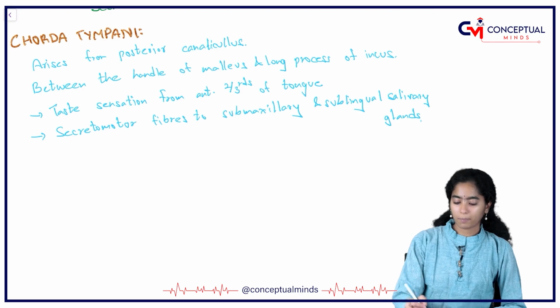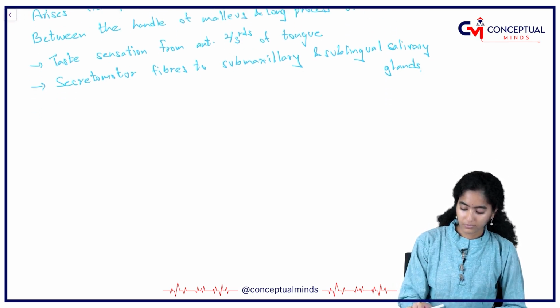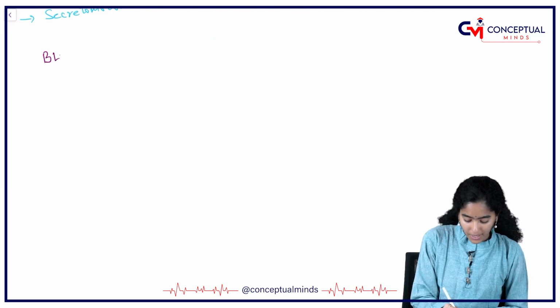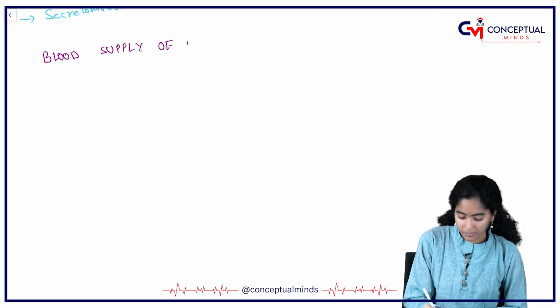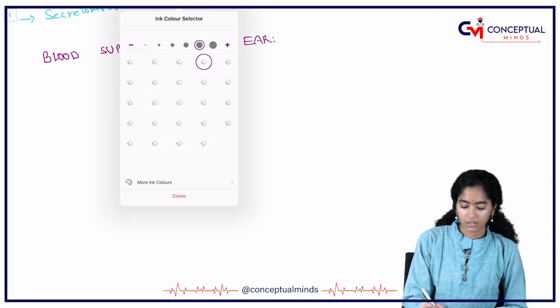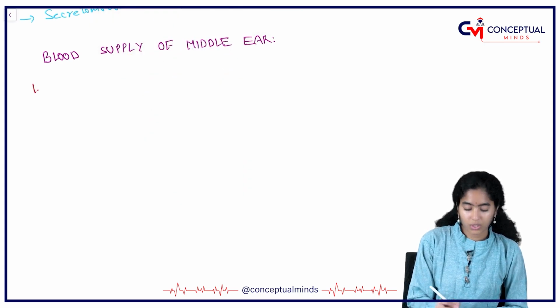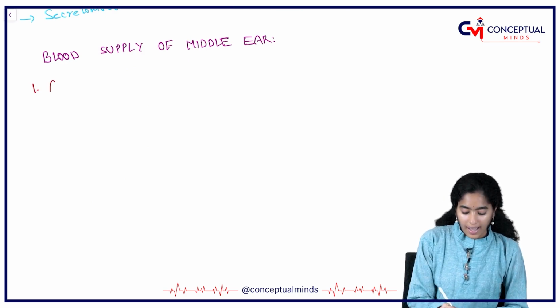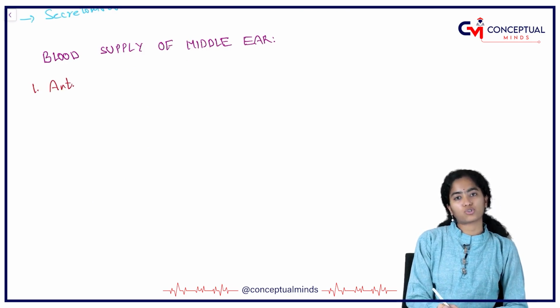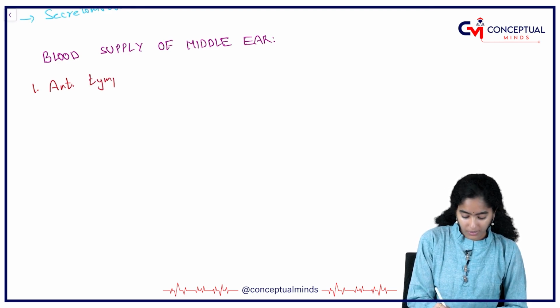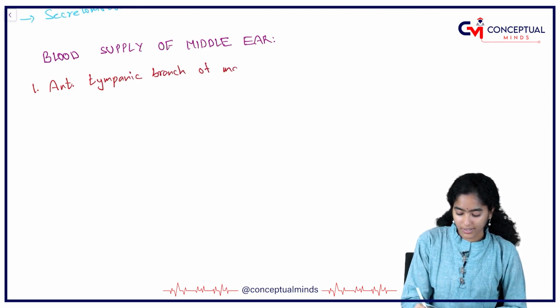Next, let us learn about the blood supply of middle ear. There are 2 main arteries that are supplying, and also there are a few minor arteries that are present. So the 2 main ones, let us look at them first. Anterior tympanic branch of maxillary artery.